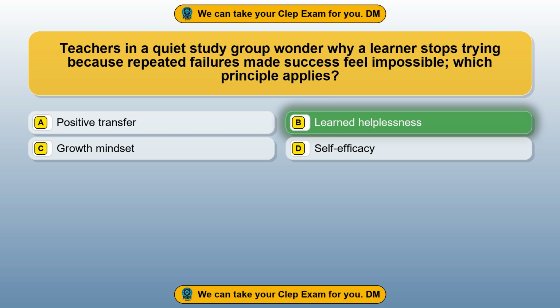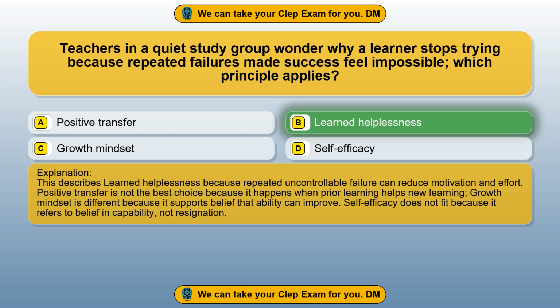Learned helplessness. This describes learned helplessness because repeated uncontrollable failure can reduce motivation and effort. Positive transfer is not the best choice because it happens when prior learning helps new learning. Growth mindset is different because it supports belief that ability can improve. Self-efficacy does not fit because it refers to belief in capability, not resignation.